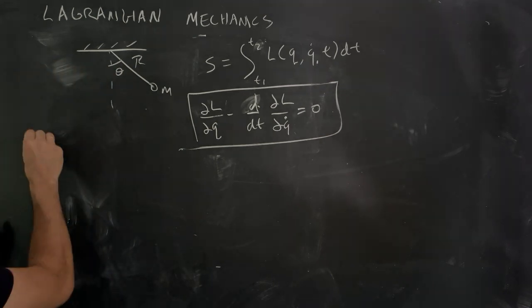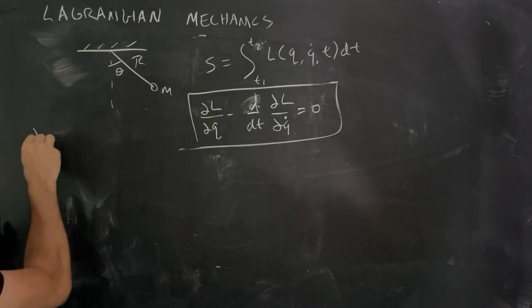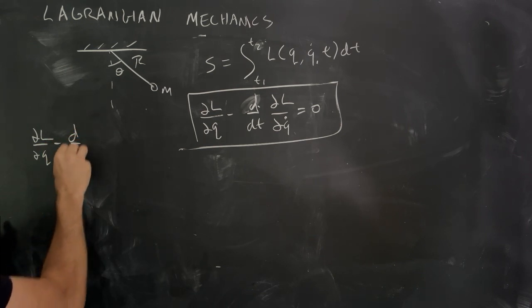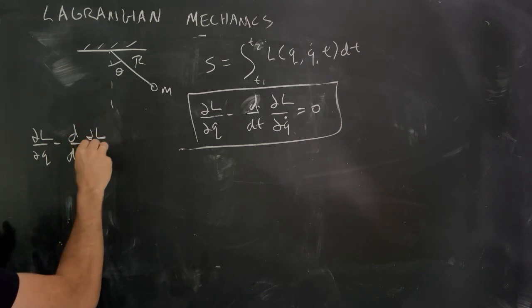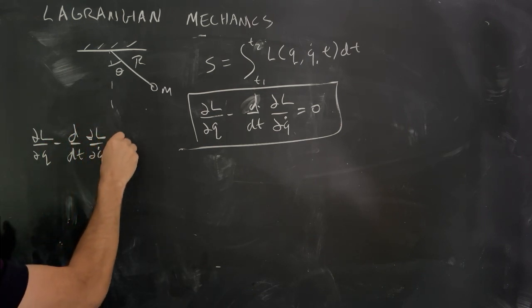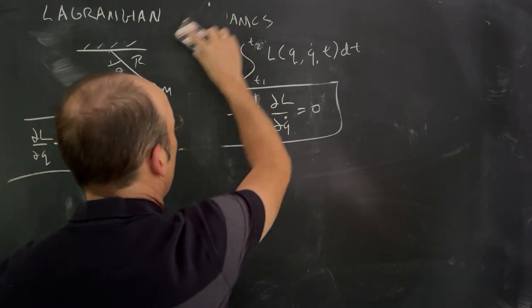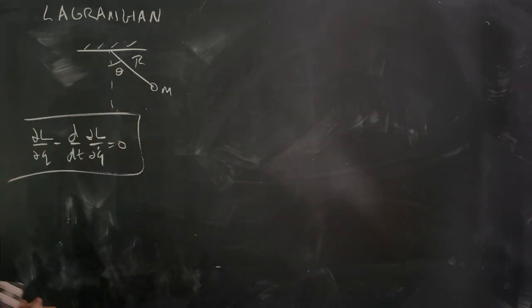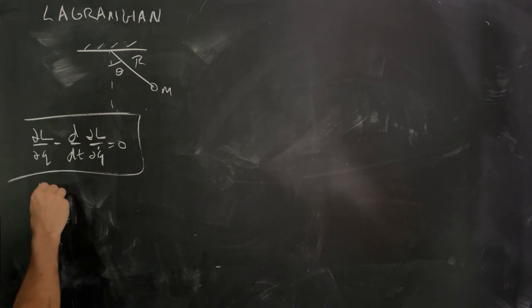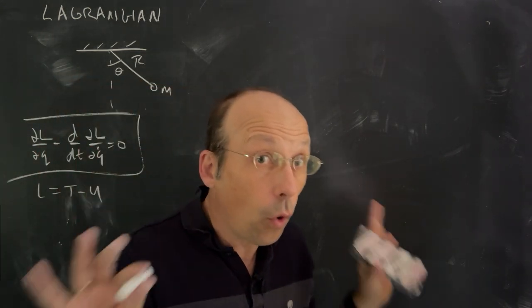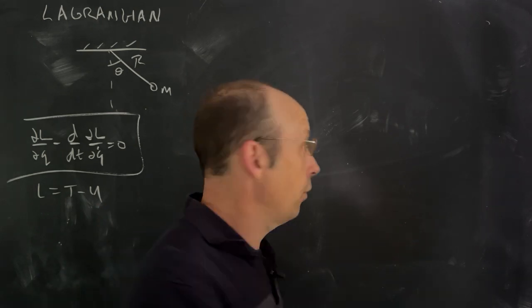So let me put this over here. This is my Euler-Lagrange equation. The partial of L with respect to q minus the derivative with respect to time of the partial of L with respect to q dot equals 0. That's important. Okay. Oh, and I need to say L is T minus U. That's the Lagrangian mechanics right there, that whole thing.